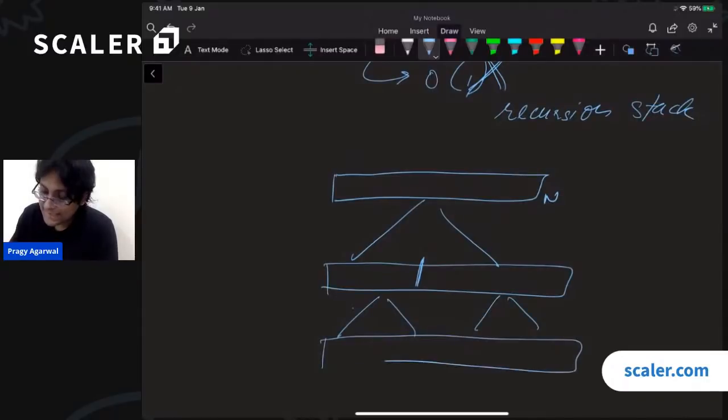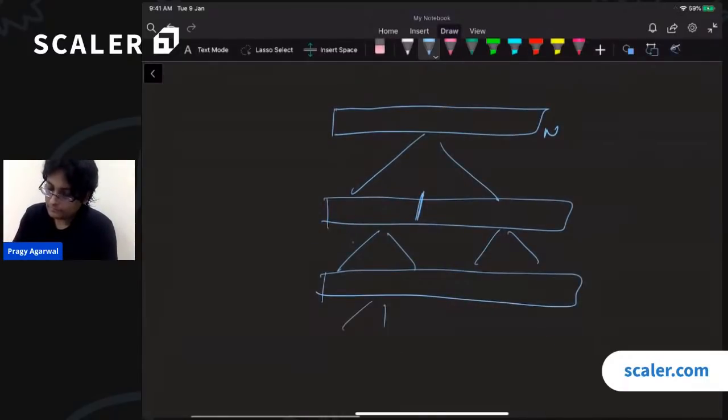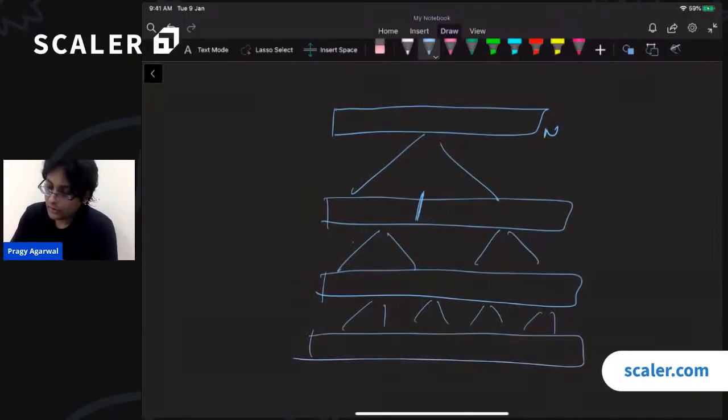Then I will split it further. Once again, I'm using the same array. I'm not creating a new array, and so on and so forth. Finally, I will have the array which will be sorted. This is what is happening in this particular partition algorithm.